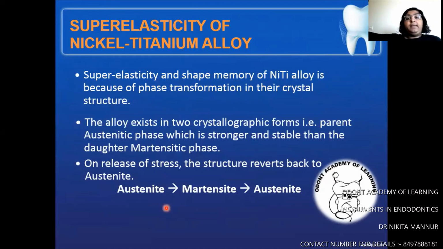So we have superelasticity and shape memory, as I mentioned before. The alloy exists in two crystallographic forms, that is the parent austenitic phase, which is stronger and stabler than the martensitic phase. So we have two phases. One is the austenite phase, which is the parent phase, and the martensite phase, which is the daughter phase. Usually on release of stress, the structure goes back to austenite. So we have a transformation from austenite phase to martensite phase and then back to austenite phase. This is what leads to the superelasticity of the nitinol alloy.